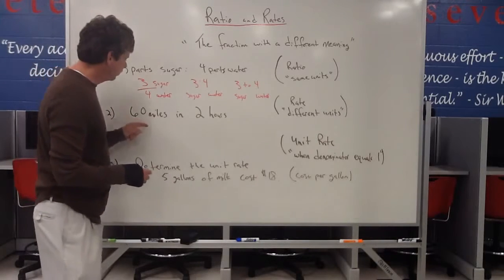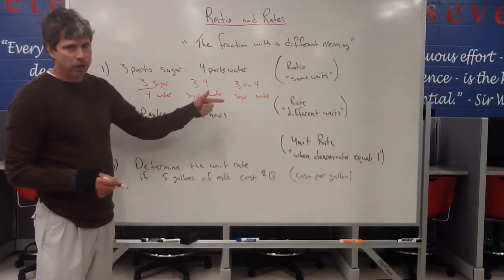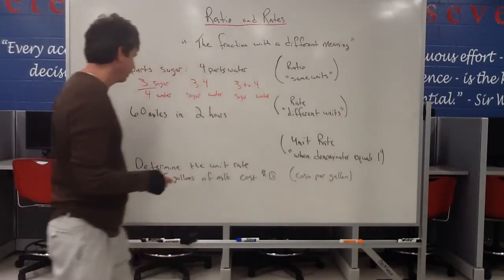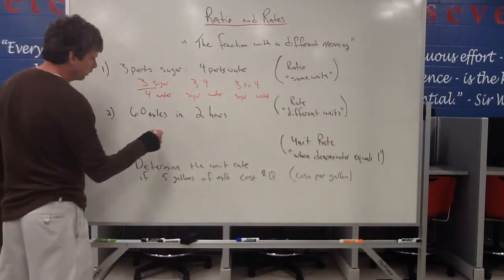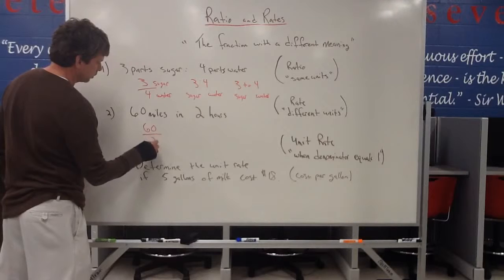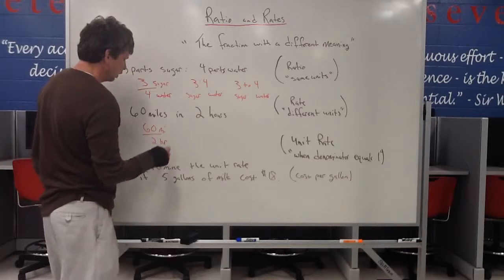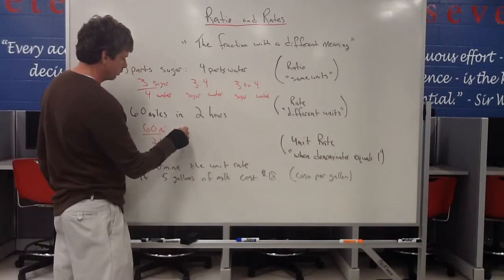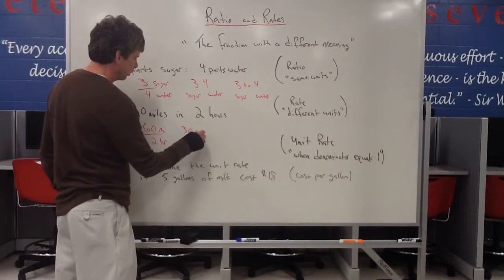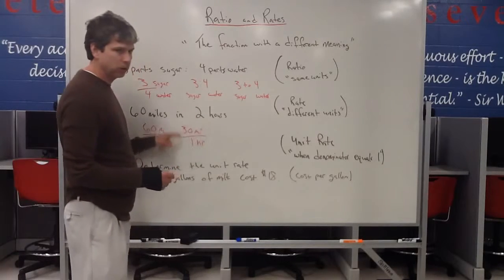A rate, you may see something like 60 miles in 2 hours, or 60 miles for every 2 hours. So again, it has that same kind of play. But notice the units are a little bit different, miles and hours. If I want to write this as a rate, I can write it as 60 over 2, so 60 miles over 2 hours. And since I can divide this out, I can divide this into 30 miles over 1 hour. And when I do that, I've changed it to what we call a unit rate.